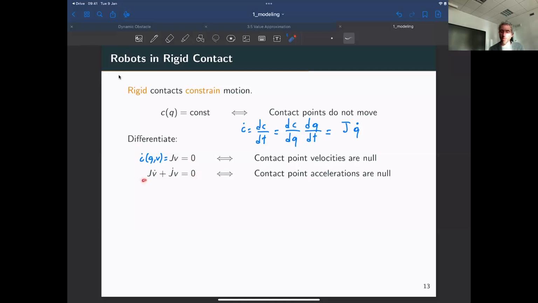Okay, so now we have a constraint which depends on the joint accelerations, which is what we wanted. By the way, it's also linear in the joint accelerations, which is going to be useful. And this constraint is basically saying that the contact point accelerations are null. So this is not exactly equivalent to saying that my contact points don't move, but it's almost equivalent.